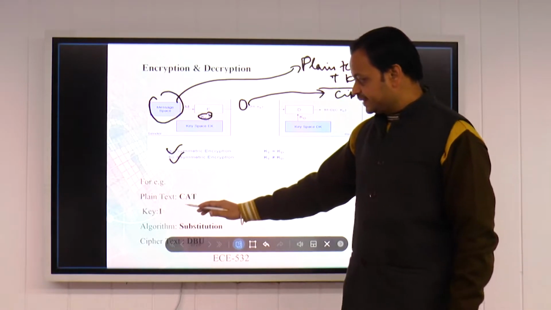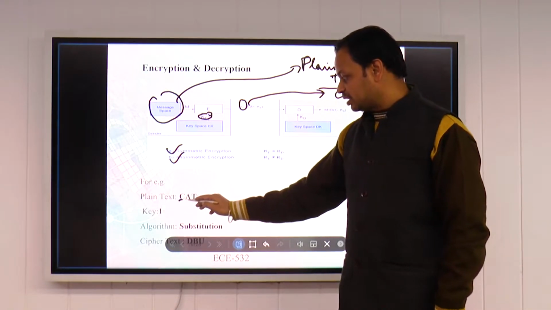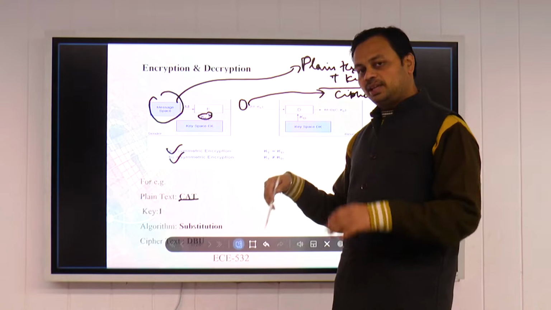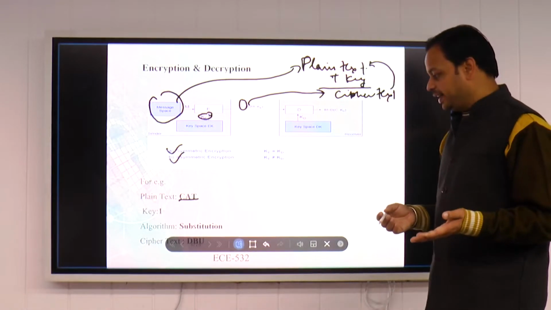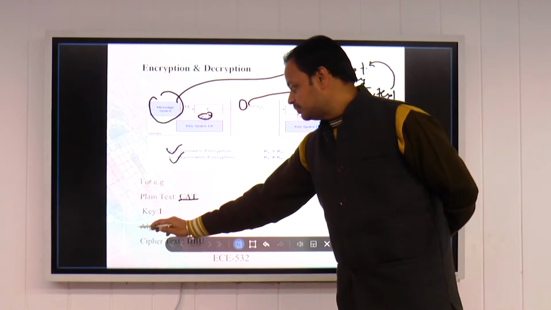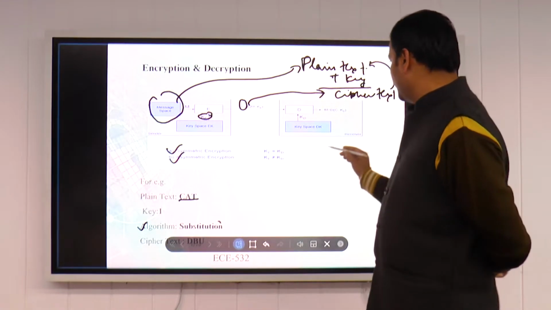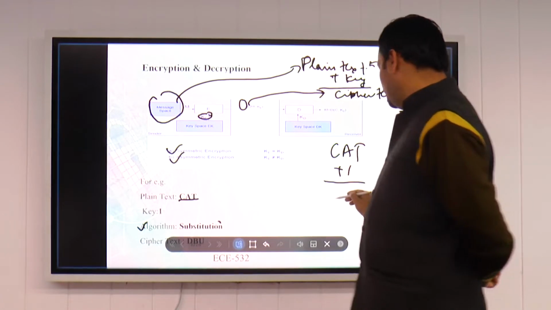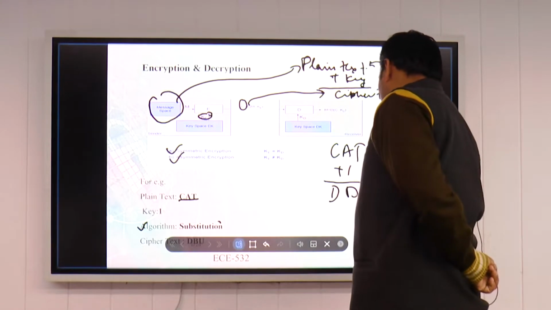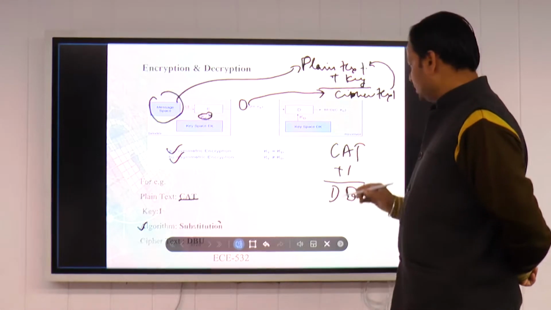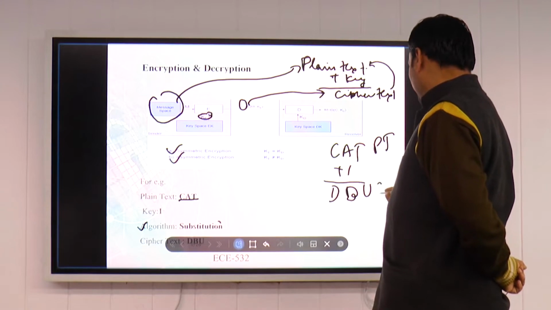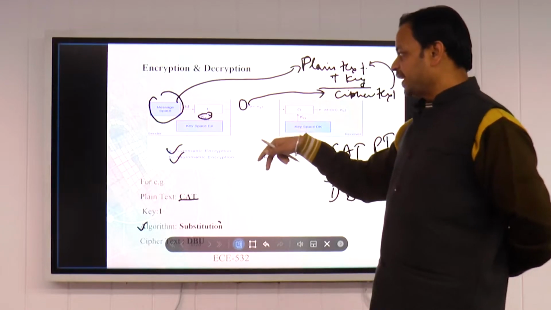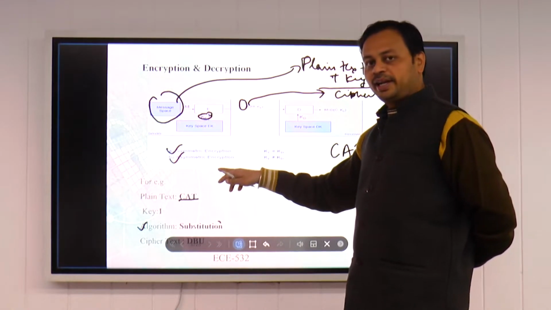Now this is the message, as I said. Say for example, we want to transmit cat. Cat is the information which the sender wants to transmit. We convert it into some other form so that it becomes unreadable. So the algorithm we are using is substitution. We are converting cat with key 1, we get DBU. So this is the plain text and this is the cipher text which we get. So two mechanisms under encryption and decryption: symmetric and asymmetric.